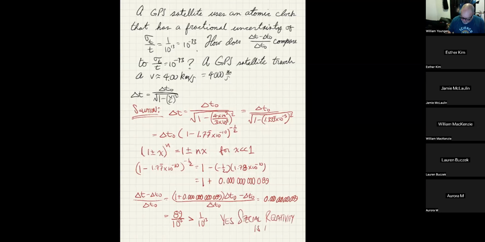is required for GPS. Now, here's the neat thing. I've told you we're going to talk a little bit about general relativity, and this is the start of it. It turns out, if you take into account the special relativity as we did there, we do see that the error is too big. It's basically 890 times bigger than the uncertainty in our cesium-137 clock that's going around in the satellite. So we need to account for that.